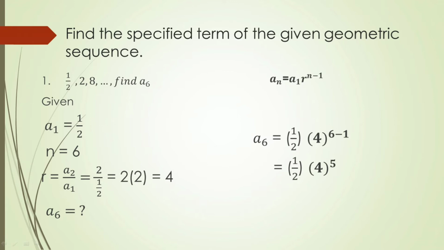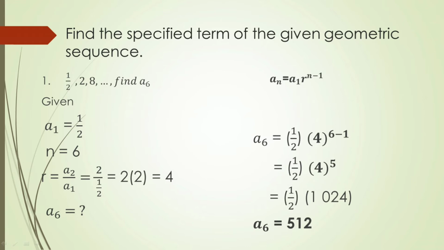Then simplify 4 raised to 5 or 4 raised to the 5th power, multiply lang natin yung 4 by itself ng 5 beses. So we have 1/2 multiply to 1024. Then multiply again yung 1/2 sa 1024. 1024 times 1 divided by 2. That is why our sixth term is 512.